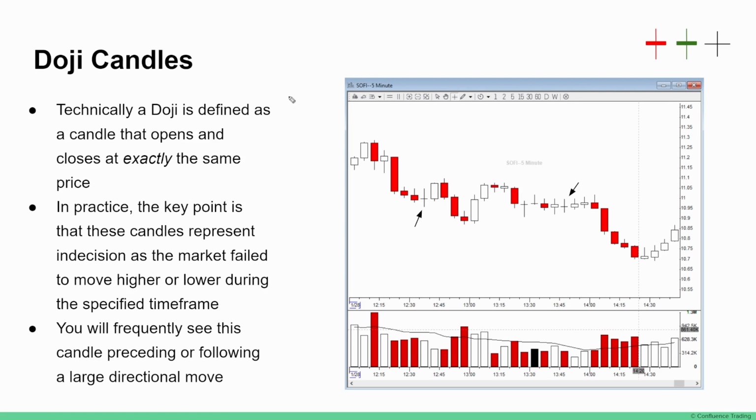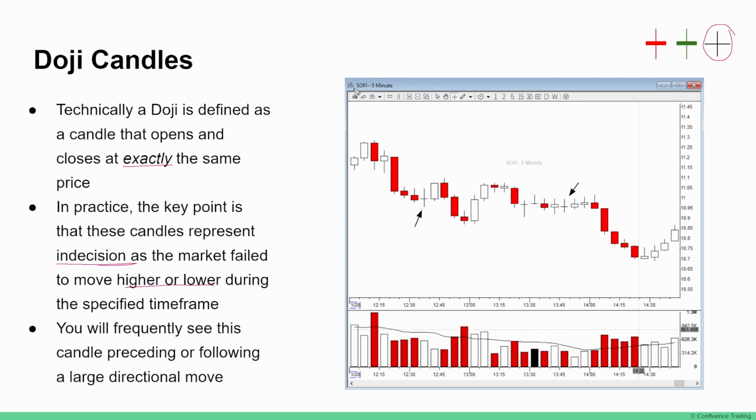The second candle type that we want to cover are doji candles. Now, I'll first off just start by saying that technically, a doji is defined as a candle that opens and closes at exactly the same price. So if you look at these 3 candles, technically only this one would be a true doji, but in practice, both of these and all 3 of these would be referenced as dojis. The key point to take away with the doji candle is that it represents indecision. The market has failed to move either higher or lower during whatever time frame you're looking at. Therefore, you will frequently see this candle preceding a large directional move.